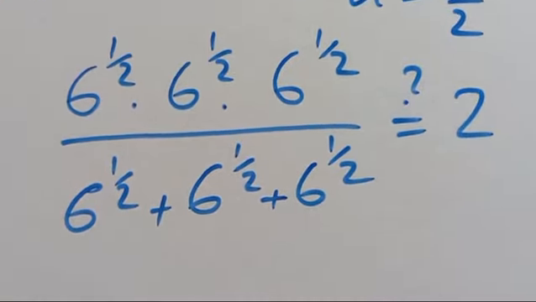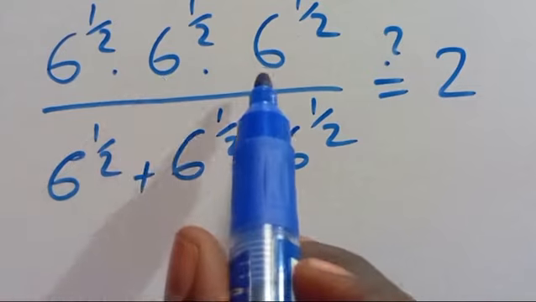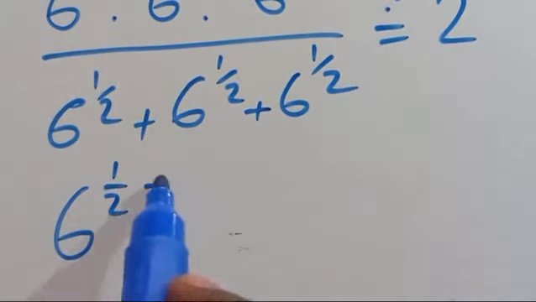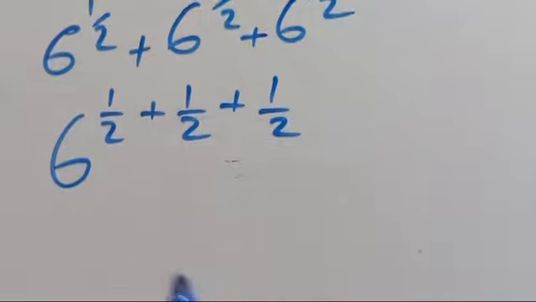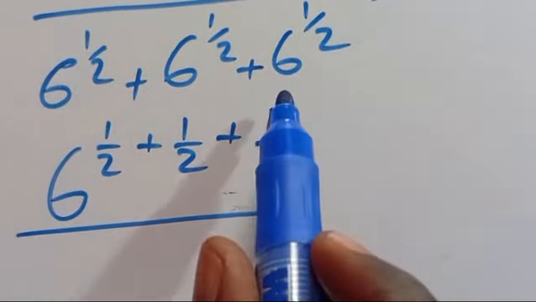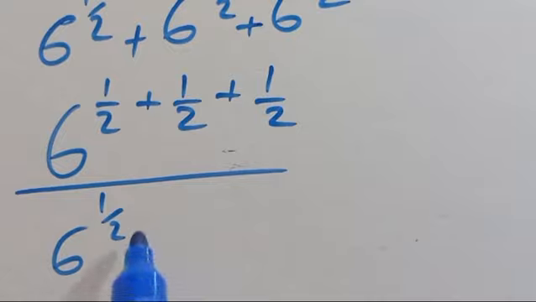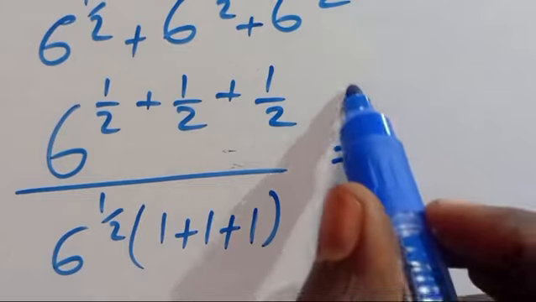So we have to take one base and add the power together. So we have 6 to the power of 1 divided by 2 plus 1 divided by 2 plus 1 divided by 2, divided by this. We take 1, then we factor the other 6 to the power of 1 divided by 2. The first one divided by this, we have 1. The second divided by this, we have 1. The third divided by this, we have 1. Then it's going to give us 2.